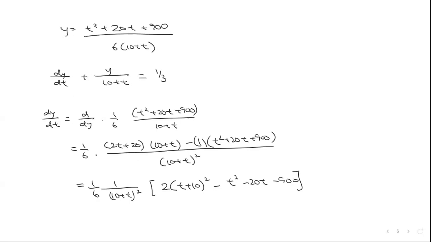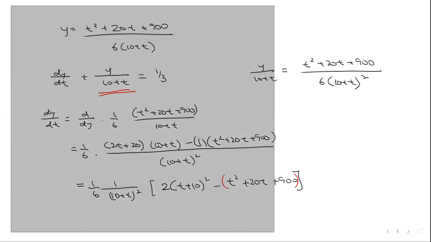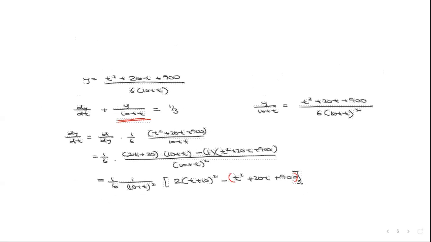So remember there's this term here. So I'm only doing the first term. The second term, we'll note that y over 10 plus t is going to be t squared plus 20t plus 900 all over 6 times 10 plus t, divided by 10 plus t. So it's that. So instead of doing this, I'm not going to expand. I'm just going to keep it like so. Okay. So now, with this in mind, let us do this a bit more efficiently.